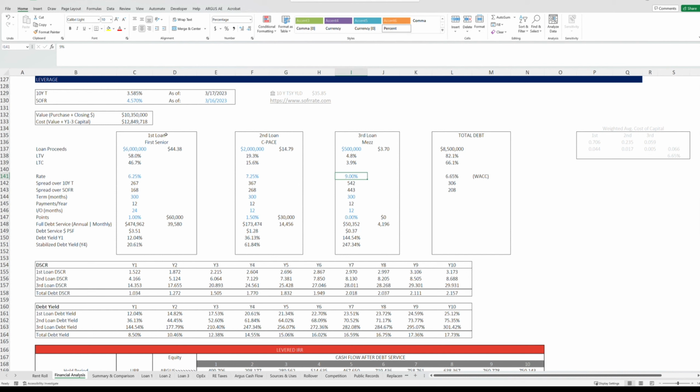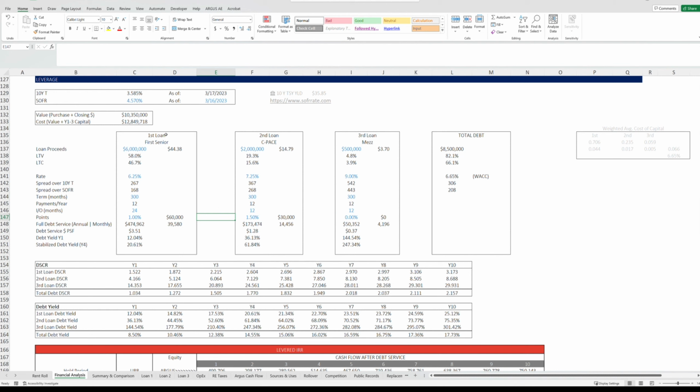So let's just say in this particular case, and I added this for the YouTube video's sake, that you still need a little bit extra cash, and you go out to your rich uncle, and he gives you $500,000 to help get the deal done, but he says I want 9% interest. You can amortize it over 300 months. I'll give you 12 months of IO or 1 year of IO, and I won't charge you any points. So anyway, these 3 loans make up my capital stack.